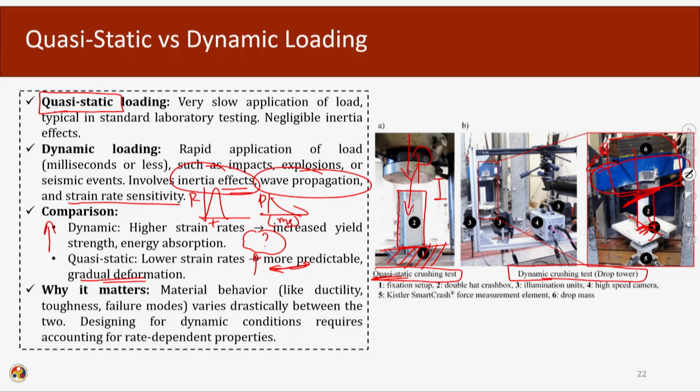So, why does it matter? Material behavior like ductility, toughness and failure modes vary drastically between the two phenomena. During a dynamic event, the material behaves with low ductility and the toughness is also low. Failure modes, though predictable during quasi-static loading, can be unpredictable during dynamic loading. So, there is a vast difference between the behavior of the material under these two conditions. Hence, their understanding and testing is very important.